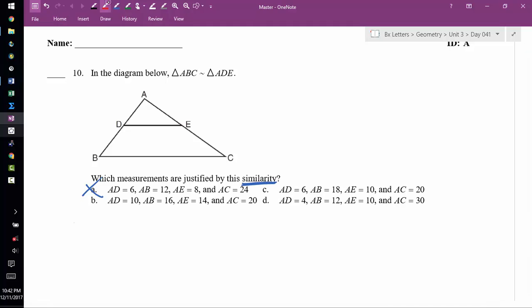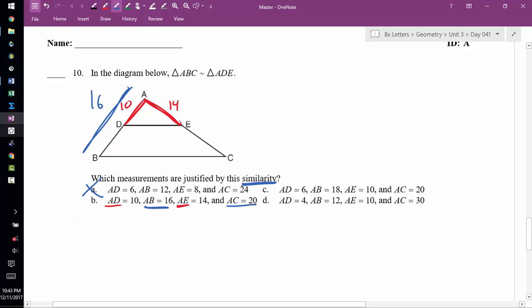So I know, once again, AD is going to be this piece. They're claiming it's 10. AE is going to be this piece. They're claiming it's 14. And then they're saying AB is 16. That's all of this, 16. And that's supposed to be all of this, 20. So it's the pattern we see. And I'll just follow along their order, just to make it easier.